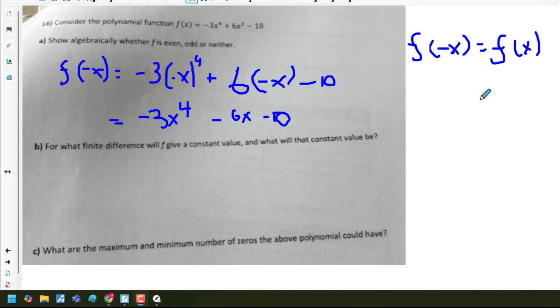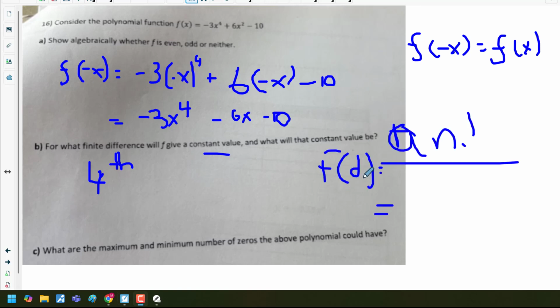B is for what finite difference will f give a constant value, and what will that constant value be? So it would be the fourth difference because the highest power is 4, so it'd be the fourth finite difference. And what's the constant value? Do you remember how to figure that out?